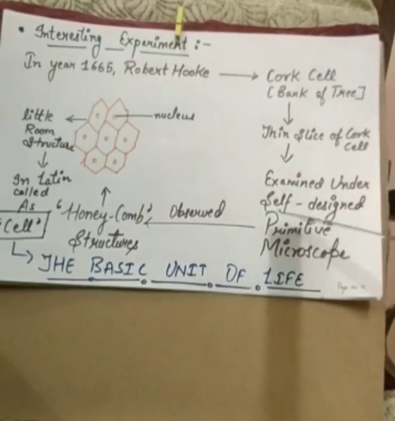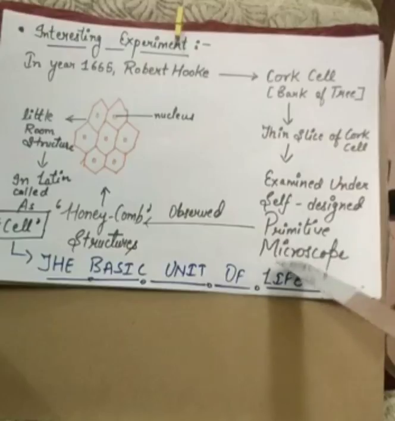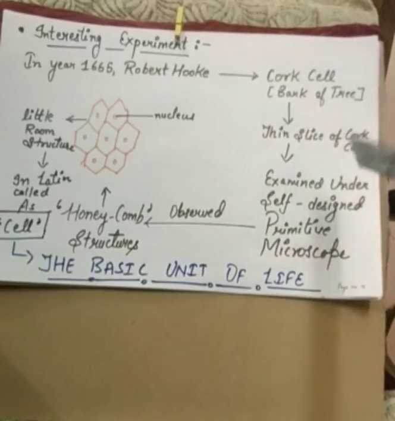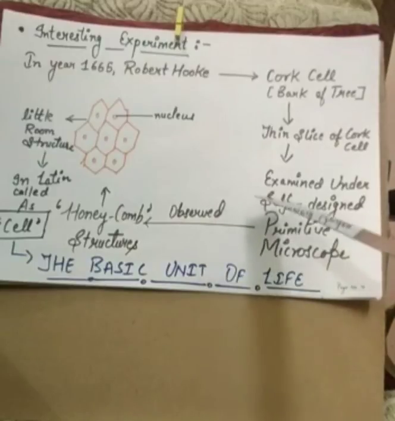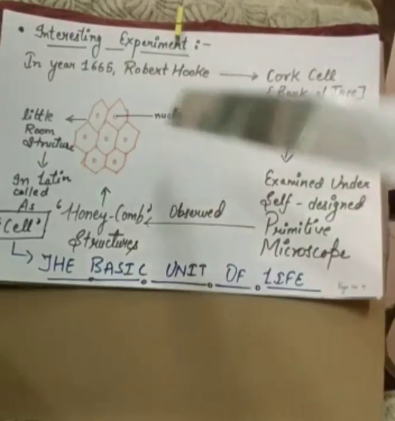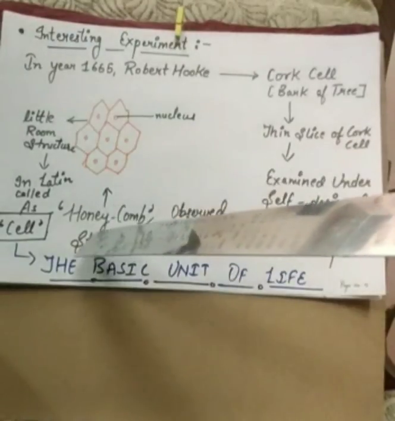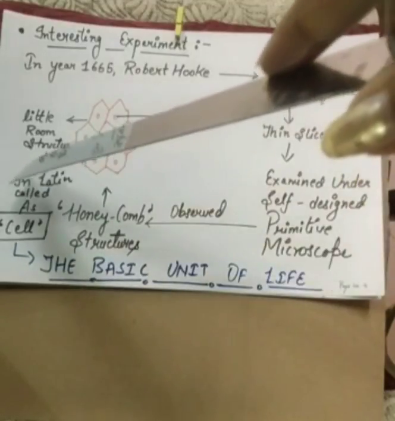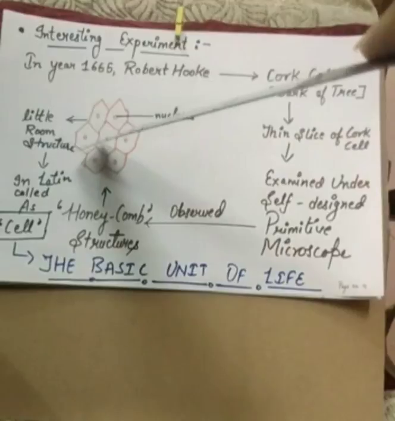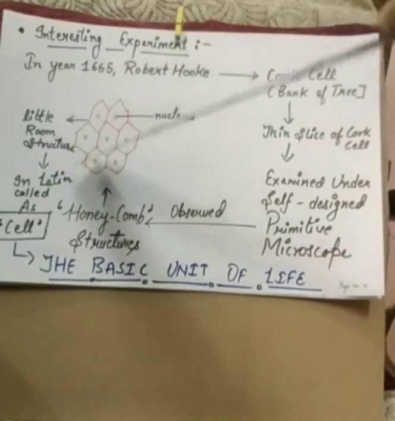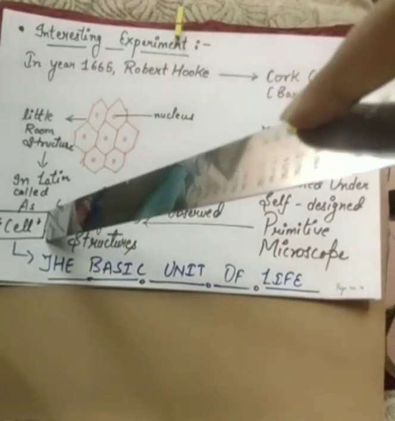At that time there was not that much technology present, so the scientist made a self-designed microscope. That microscope is called a primitive microscope. With the help of that primitive microscope, he put that slice under the microscope and observed this type of structure, which is called a honeycomb structure. Now when the scientist observed this honeycomb structure, he saw that each is a little room in Latin. Inside it, one dotted structure is present. That little room in Latin is called a cell.